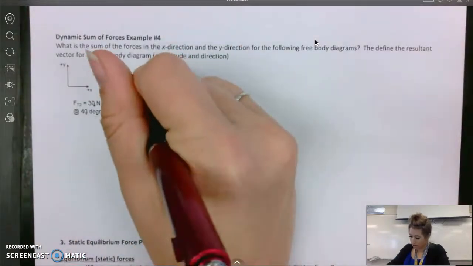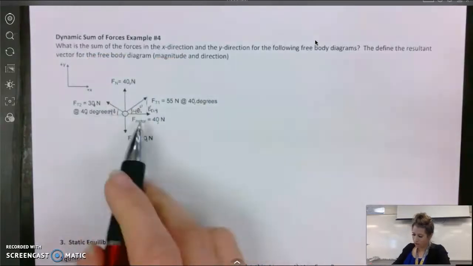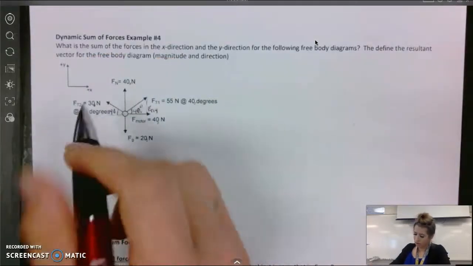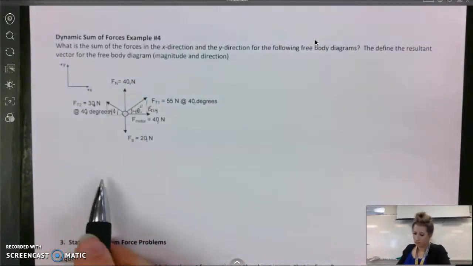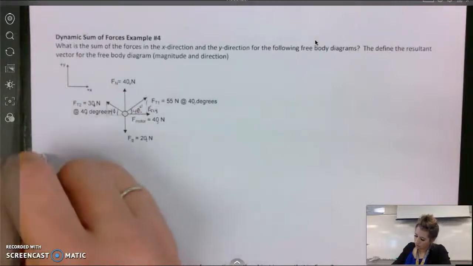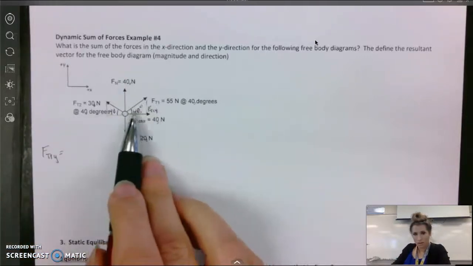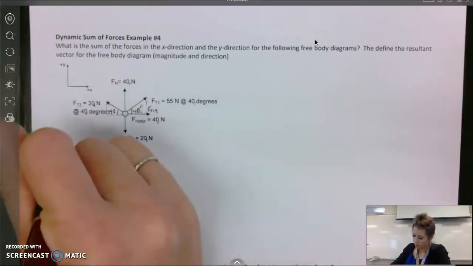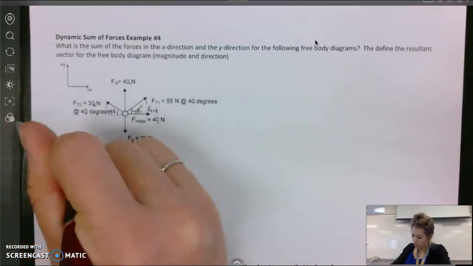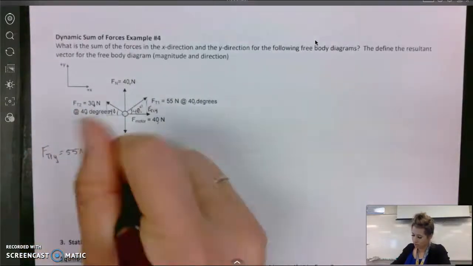Because we have force due to tension 1 in the y as well as the x, and then we have force due to tension 2 in the y as well as the x. Let's do that over here. Force due to tension 1 in the y direction. That's going to be opposite from the angle, so I'm going to use sine. I'm going to take my hypotenuse, 55 newtons, sine 40. Okay.